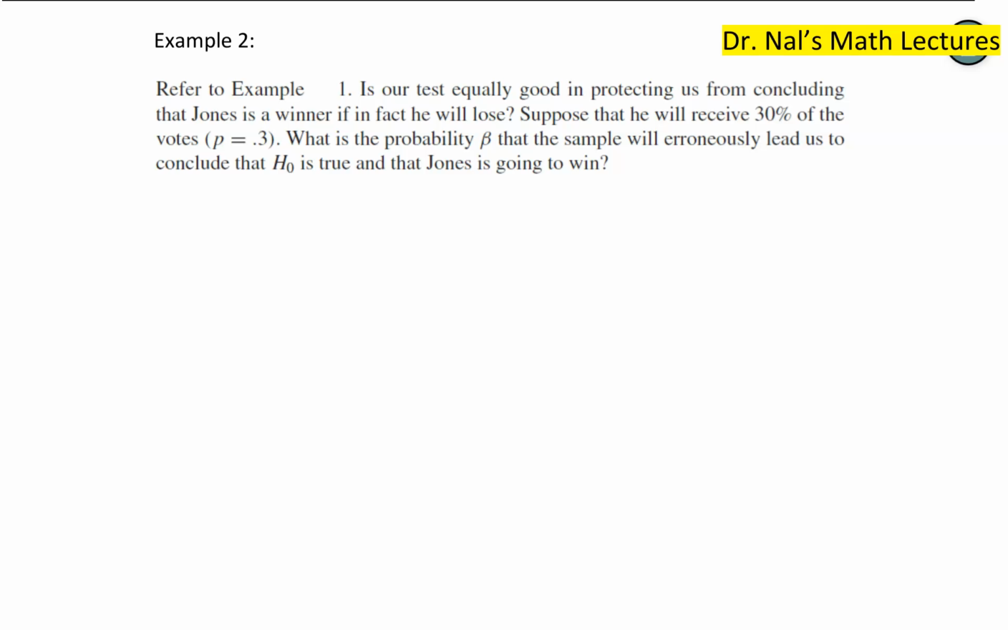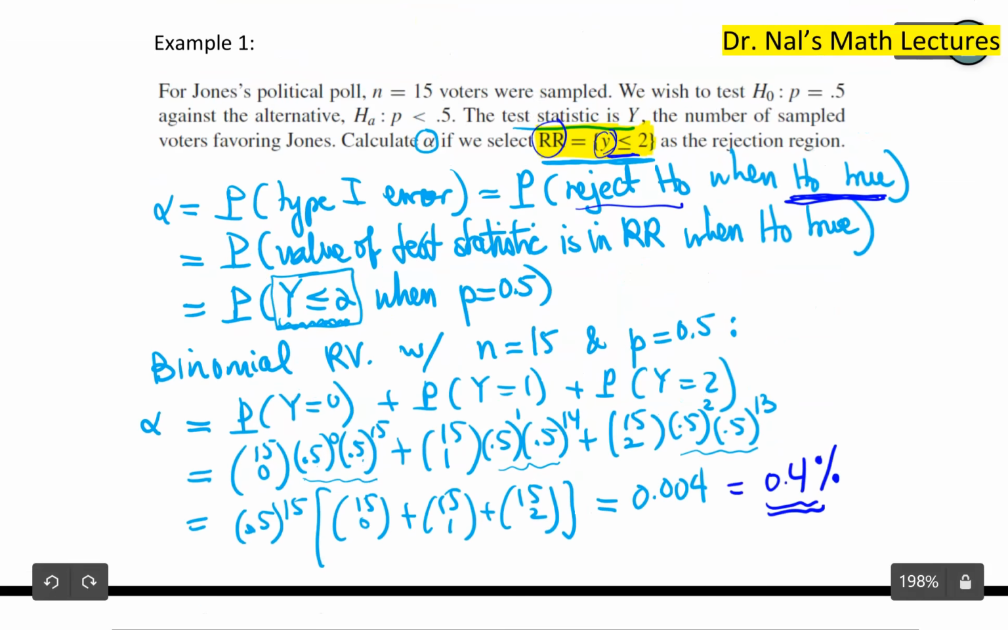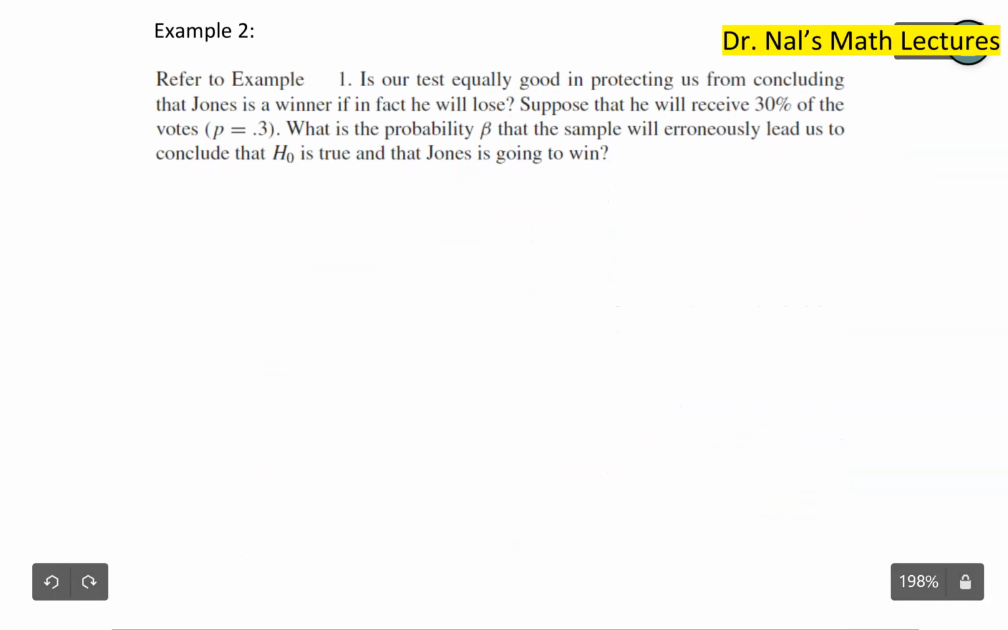Okay, in this second example, we will go further from what we did in the previous example. Remember, in the previous example, we were able to calculate alpha, the level of the test, the probability of having a type 1 error, namely rejecting the null hypothesis while it was actually true. And we made use of a rejection region where y is less than or equal to 2, from a sample of size 15. So we continue this example basically.